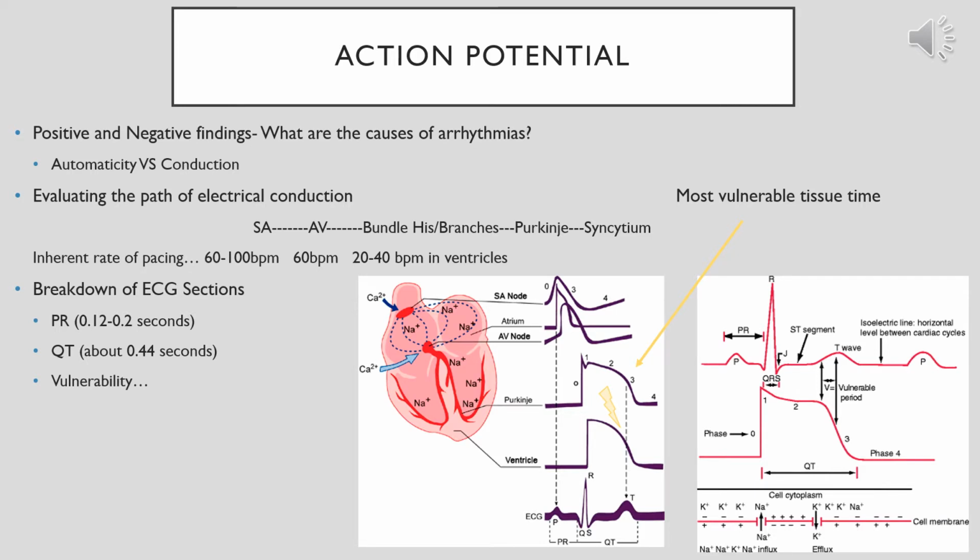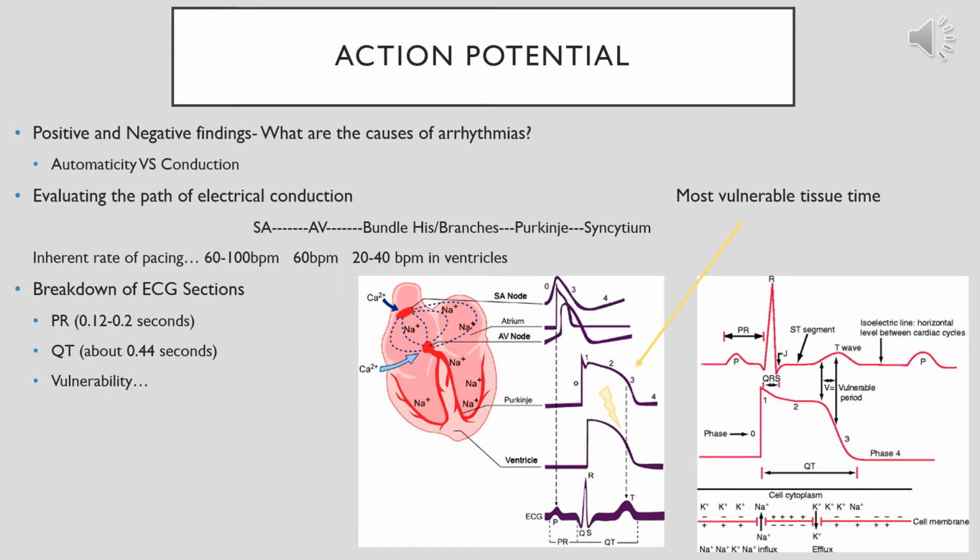When you're looking at this chart over here, looking at the electrical pathway and how it's related on the EKG with PQRSTU, it shows the P wave. That P wave is the atrium depolarizing. QRS is the ventricles depolarizing.